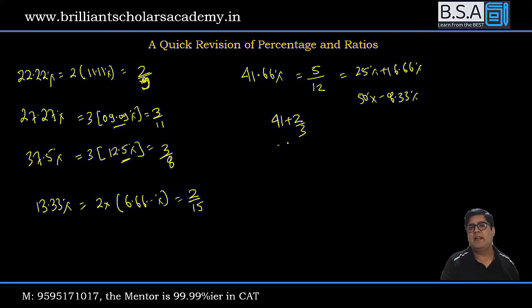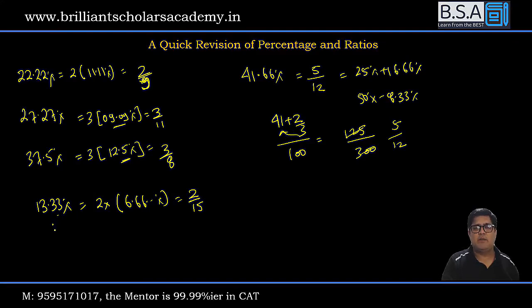It is a percentage, so upon 100. Rearrange, you will definitely get your answer. Cross multiply: 123 plus 2, 125 upon 300. 25 into 5 and 25 into 12. Always this method, the point wala method, this one.